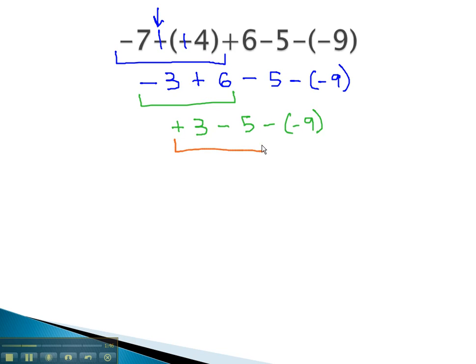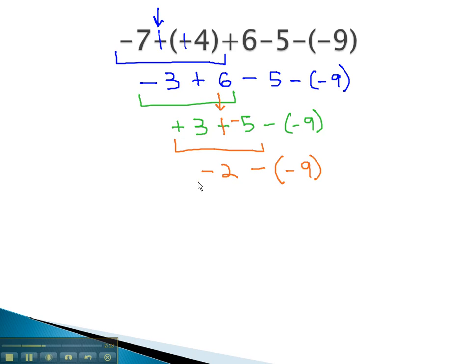We now have 3 - 5, and again, we don't like to subtract, so instead we will add the opposite of 5, which is -5. A +3 and -5, the negative is bigger. 5 - 3 = 2, we get -2. And the rest of the problem is still -9.